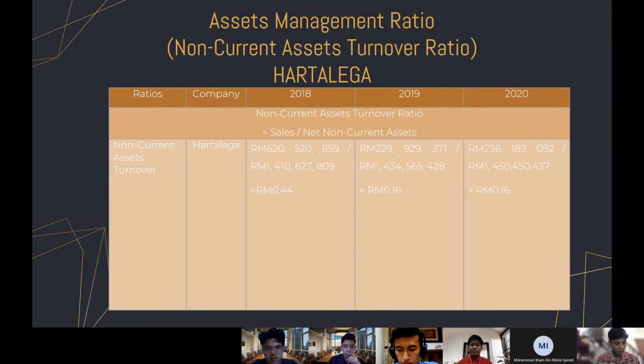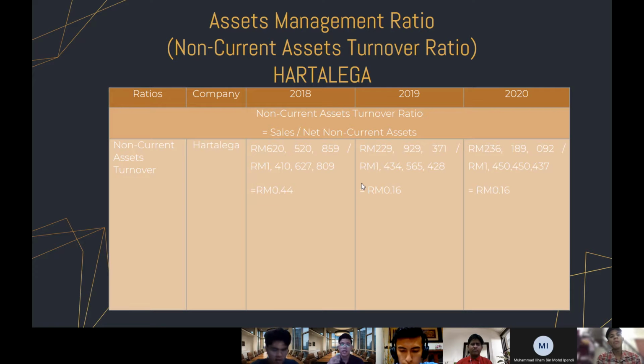Okay, next, we move to non-current asset turnover ratio. So the formula is sales divided by net current assets. For Harta Lega, according to the annual report from 2018 to 2020, total sales decreased, and because of that, the non-current asset ratio goes low after 2018.